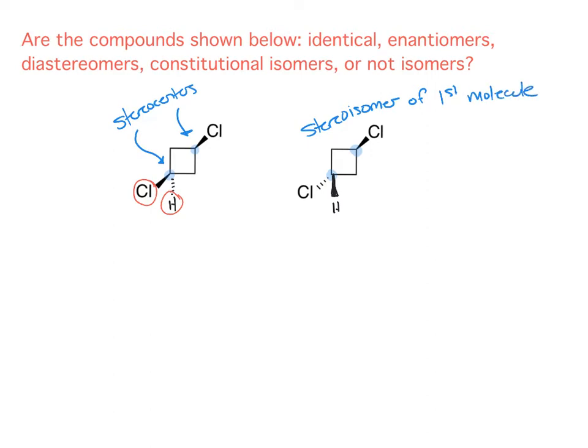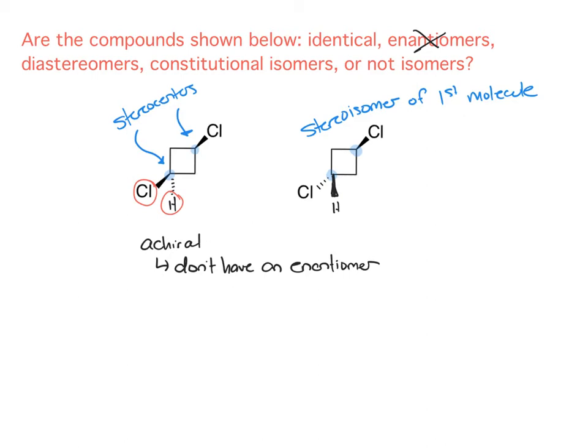Now another thing you can note here: if these don't have chiral centers, and they're not any type of special case, these are achiral molecules. If they're achiral, neither of them has an enantiomer. So we can go ahead and cross enantiomers off of our list.